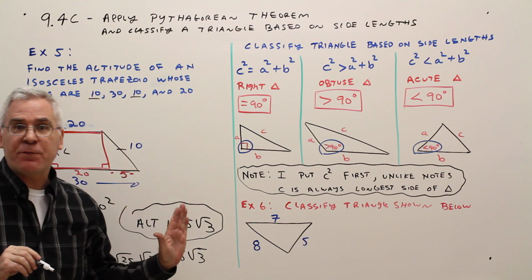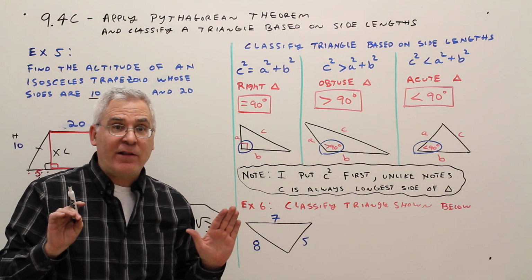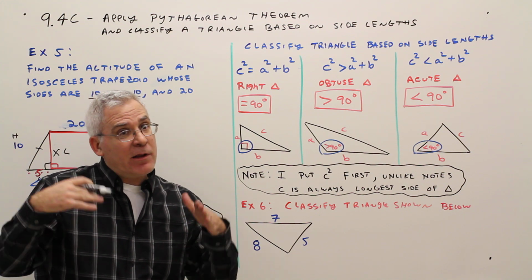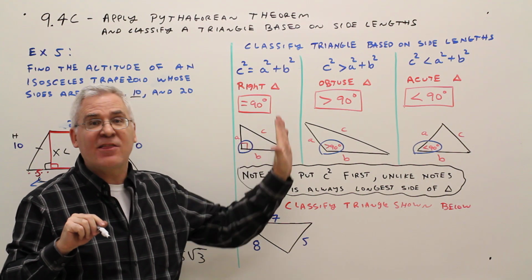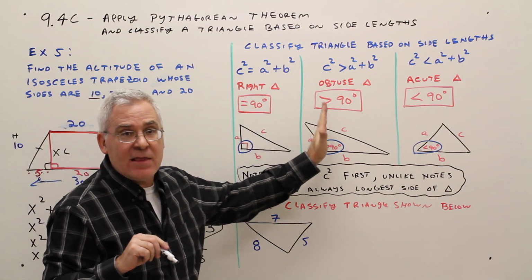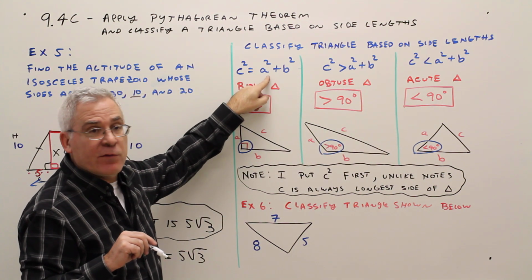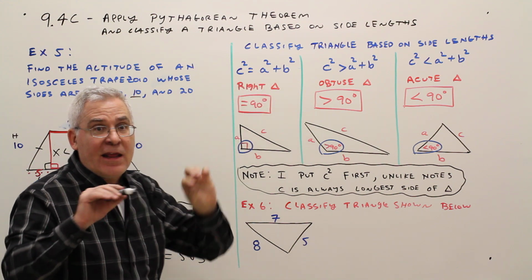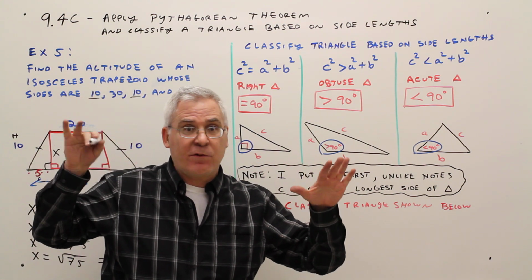All right, now shifting gears. Classifying a triangle based on side lengths. Okay, so I do it a little bit differently than in your notes, so if you want to cross out your notes a little bit and mark them up this way, I think this is much easier to remember. All right, we've got 3 different scenarios. C squared equals A squared plus B squared. And again, C is going to be the longest side of the triangle. For a right triangle, the hypotenuse is just the longest side.